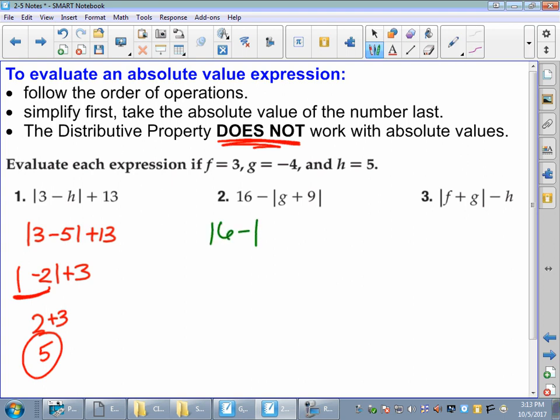16, take away negative 4 plus 9 inside the absolute value. So like I said before, I'm not going to take the absolute value of -4 and the absolute value of 9 and then add them. It wants me to treat it like a grouping symbol. We have to do that first. So I'm going to actually add -4 and 9, which I get +5. The absolute value of 5 is saying how far away is 5 from 0, which is 5. And so 16 minus 5 is 11.